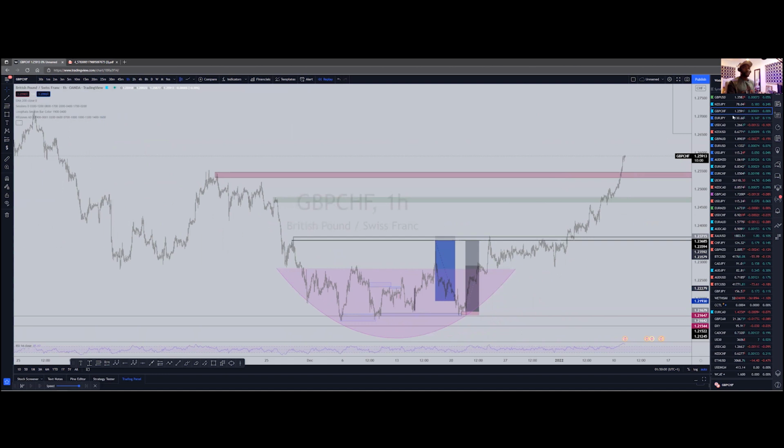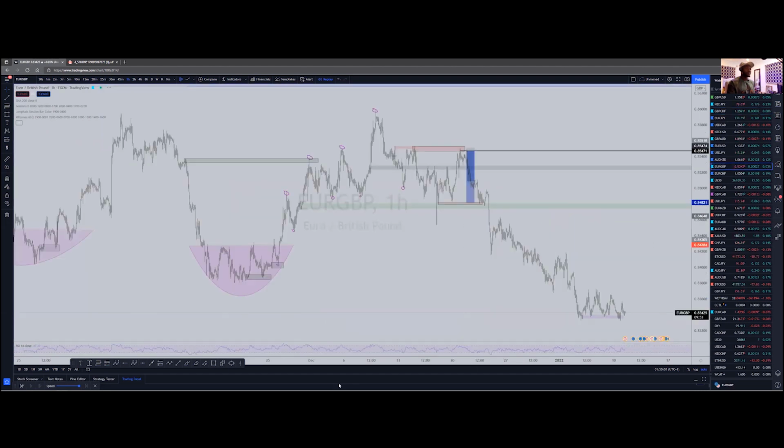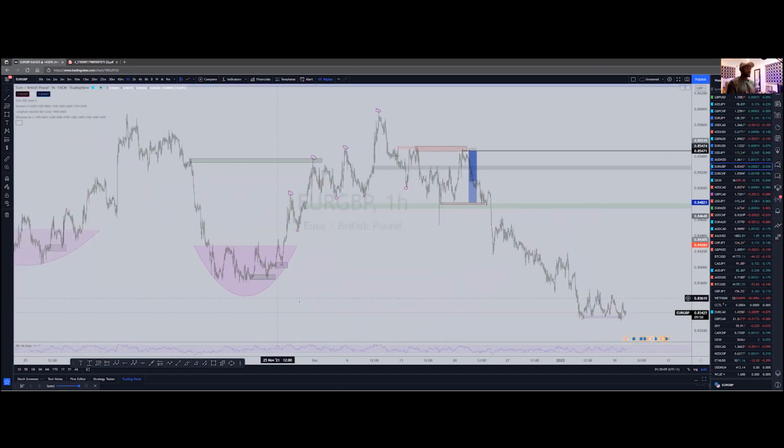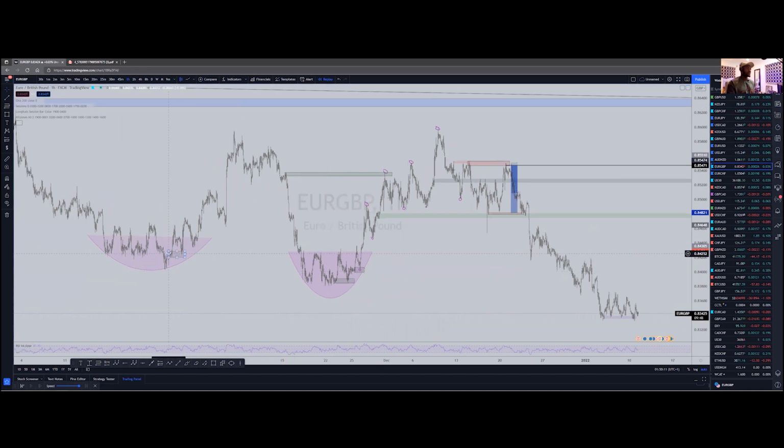Of course, I have the same for Euro GBP. Same thing over and over again. Same thing, same thing. So guys, this is what I have to tell you about accumulation.